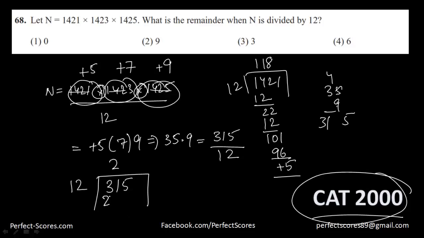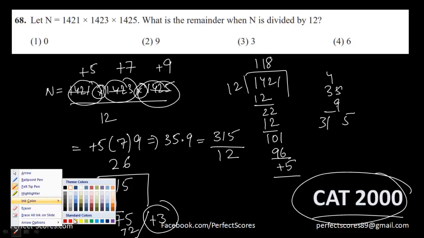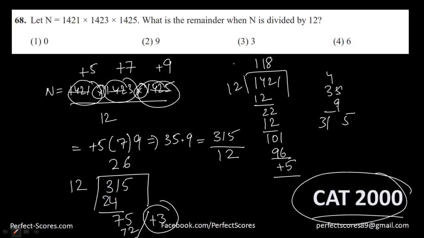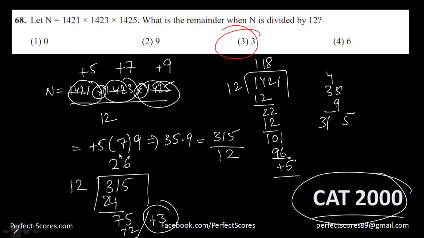12 times 2 is 24, and I'm left with 7 and 5, and 12 times 6 is 72. That means I'm going to have a plus 3 remainder when this whole expression is divided by 12. Easy, isn't it? If the toughest exam in the nation offers such easy questions, then it's all about you being logical. It's nothing about you being too mathematical.